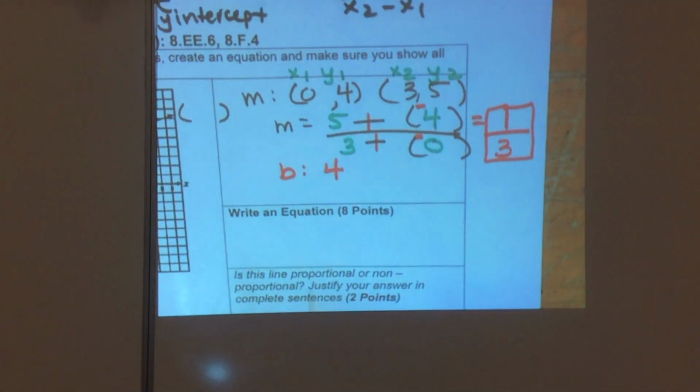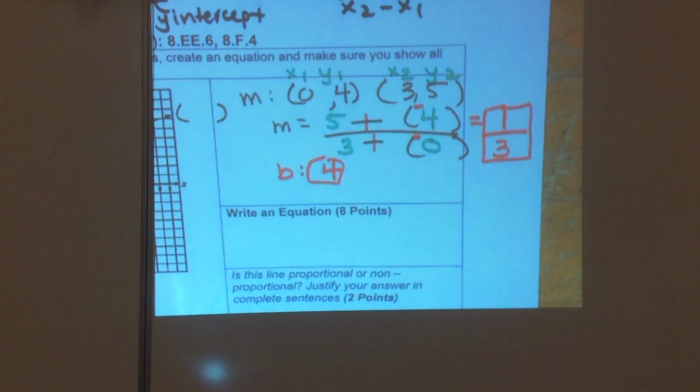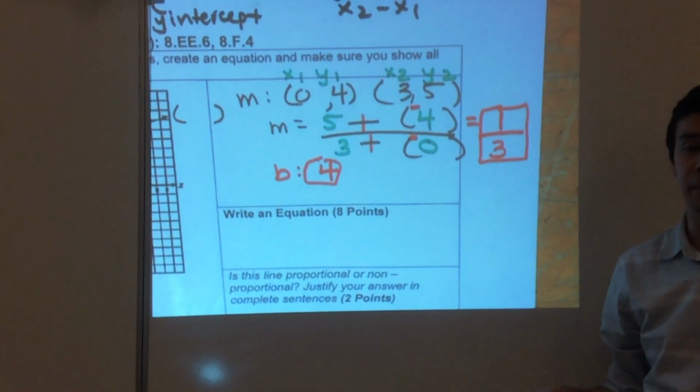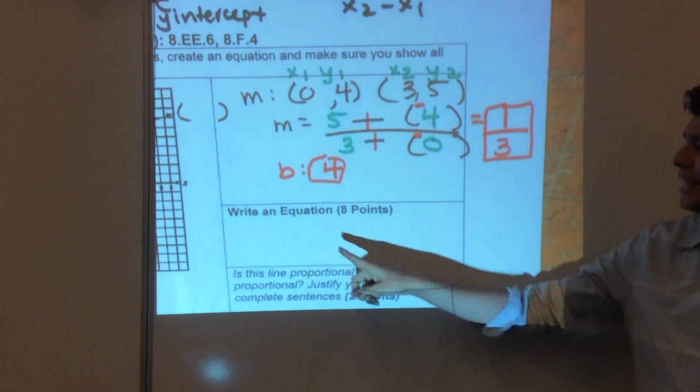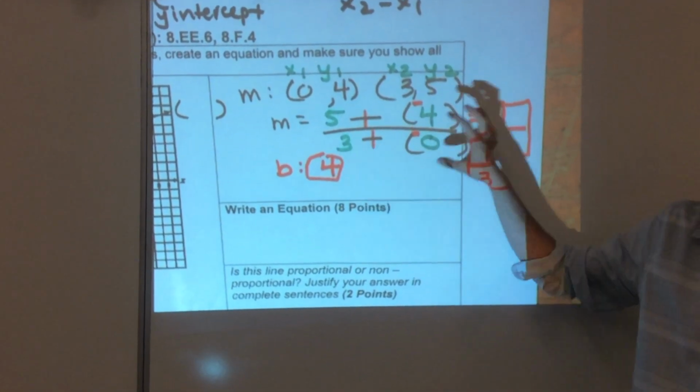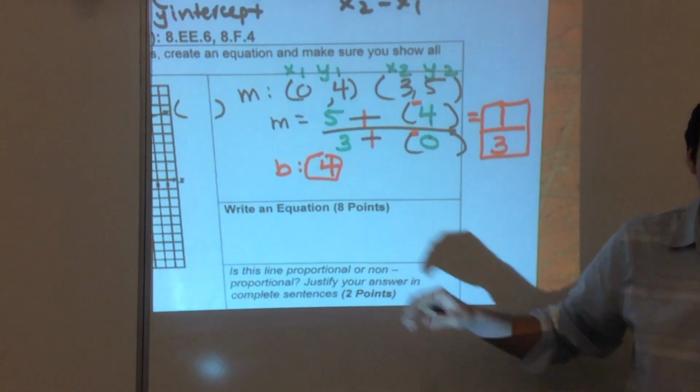Now remember, a lot of you got this on the test. You're like, oh, I'm done. I got the M and I got the big B. Heck no, you're not done. It says write an equation. This is not an equation. These are the pieces to the equation. Now you're going to substitute it, right?